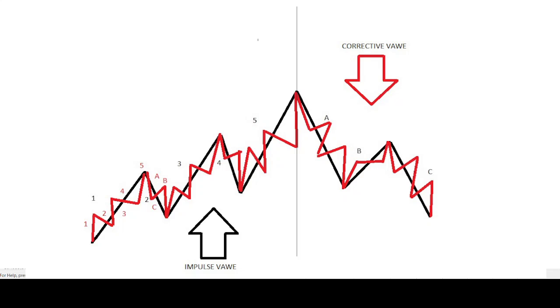I'm not keen on using the Elliott Wave Theory myself because I feel the Ichimoku Wave Theory works much better for me personally, and it's much easier to use. It's something that we will do in one of the next videos, definitely.